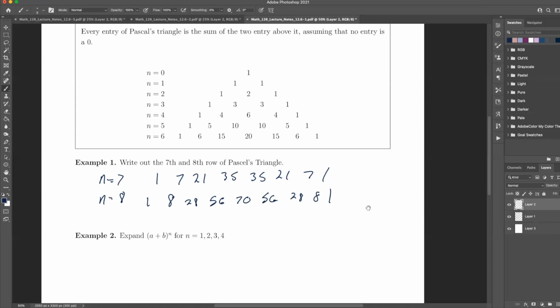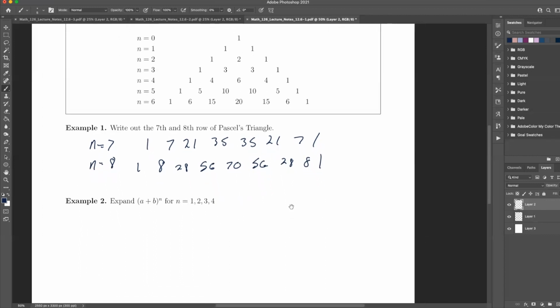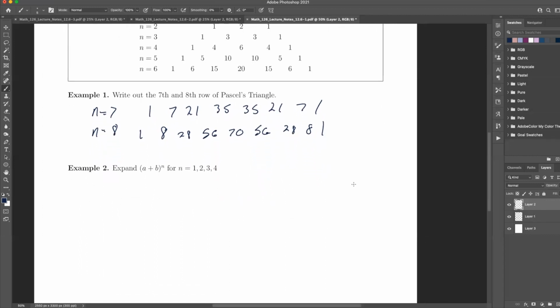All right, so now we're going to do something really kind of long and boring. And I think by doing it the long way once, it helps you to see why what happens, right? All right, so if n equals 1, we have a plus b. Not very interesting. N equals 2, so we have a plus b squared.